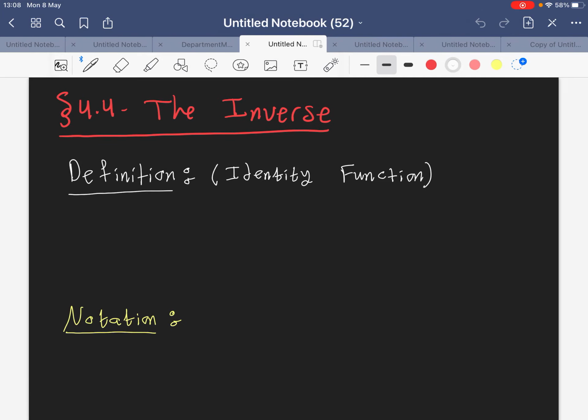Welcome back to this video where we will talk about the inverse of a function or a map. First of all, we have to start with a basic definition of the identity map or the identity function, which will be a function from the set to itself, taking x to itself. So here, let A be any non-empty set.